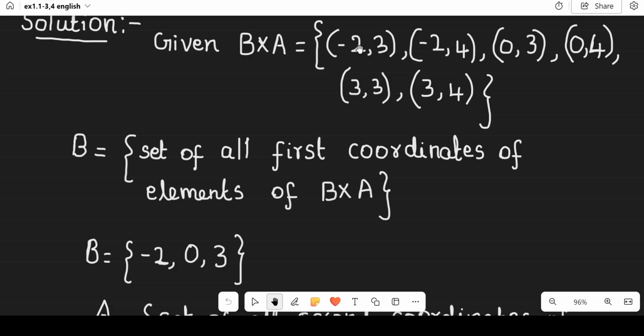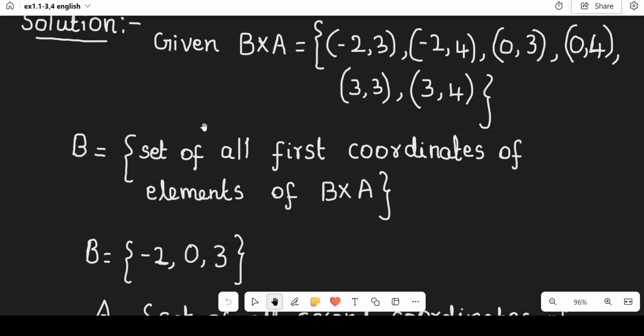So what could be the elements of B? Minus 2, 0, 3, right? The first number in each pair. Minus 2, here also minus 2. We should not repeat the numbers, so we are writing only one time. Minus 2, 0, 3. First numbers will be coming under the first set. Okay. The second number will be coming under the second set A. Okay. In the simplest way, we can find out.